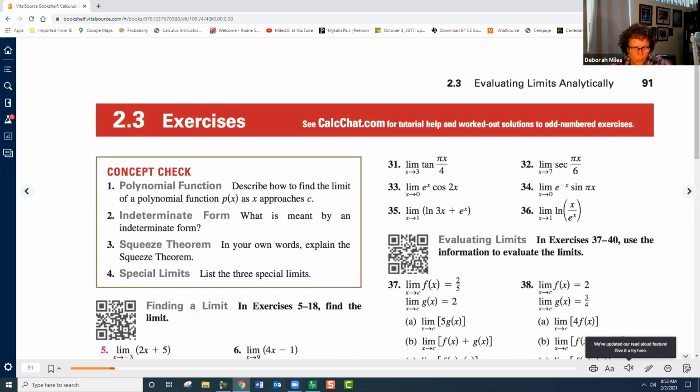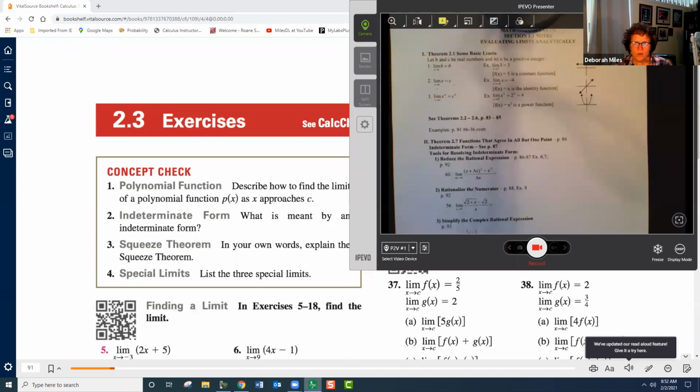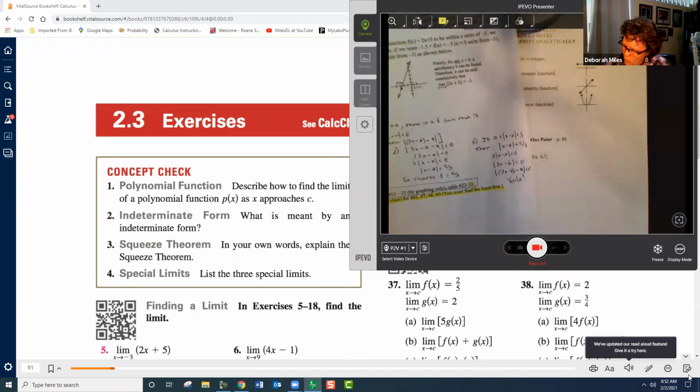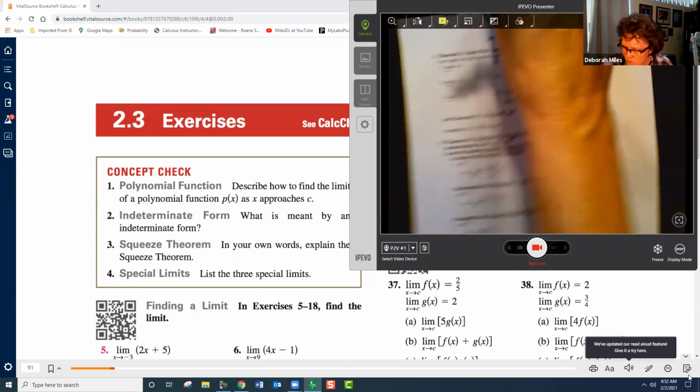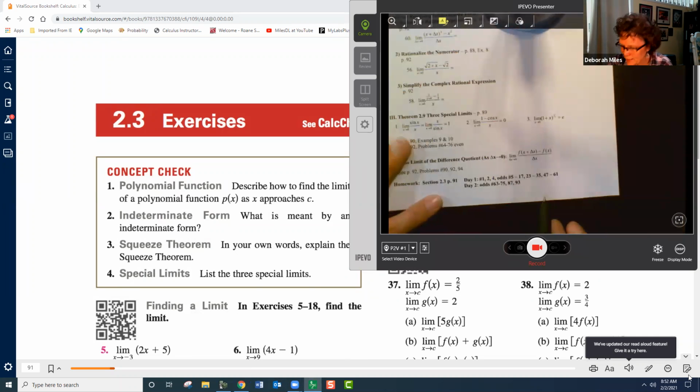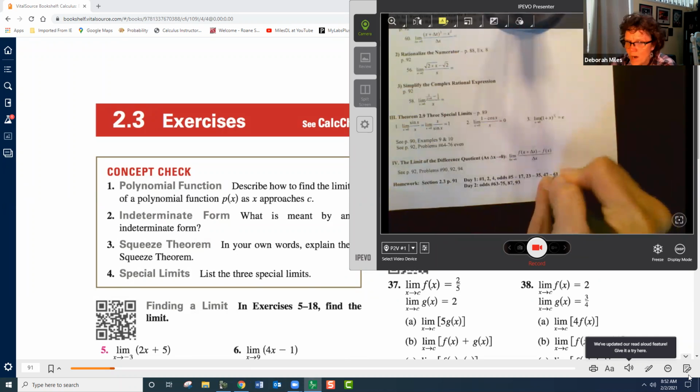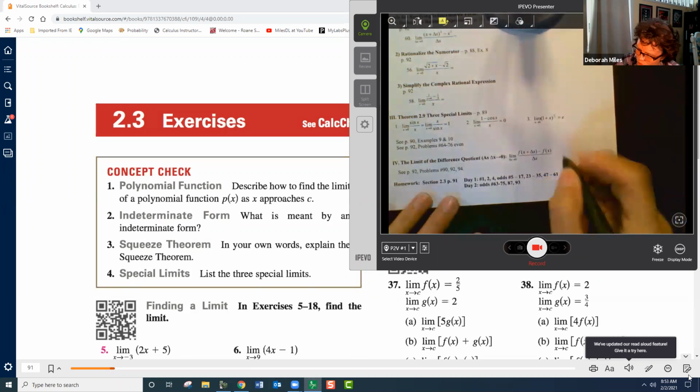So here's the homework, and all of the ones in 2.3 that I'm going to give you, you can evaluate by direct substitution. We'll pick up tomorrow. What do you do when you can't do direct substitution? So the homework, the only thing on this page, we didn't get to talk about these. What do you do when you can't use direct substitution?